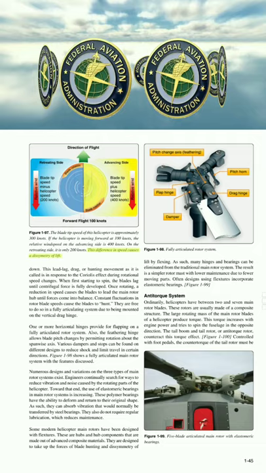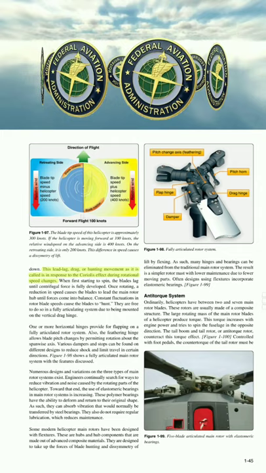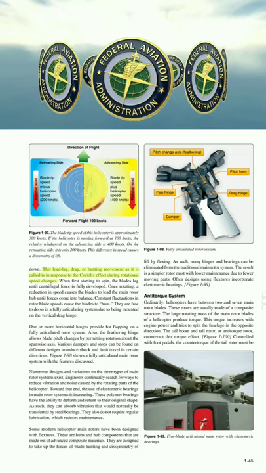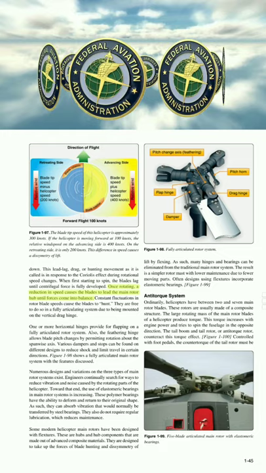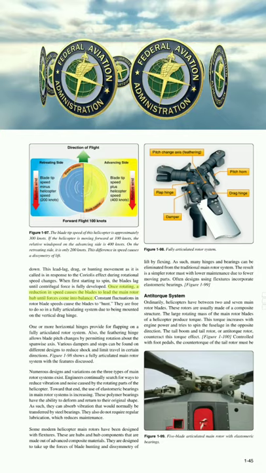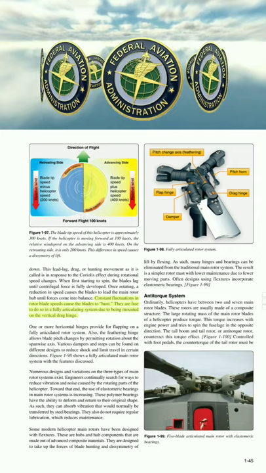Down. This lead-lag, drag, or hunting movement, as it is called, is in response to the Coriolis effect during rotational speed changes. When first starting to spin, the blades lag until centrifugal force is fully developed. Once rotating, a reduction in speed causes the blades to lead the main rotor until forces come into balance. Constant fluctuations in rotor blade speeds cause the blades to hunt. They are free to do so in the fully articulated system due to being mounted on the vertical drag hinge.